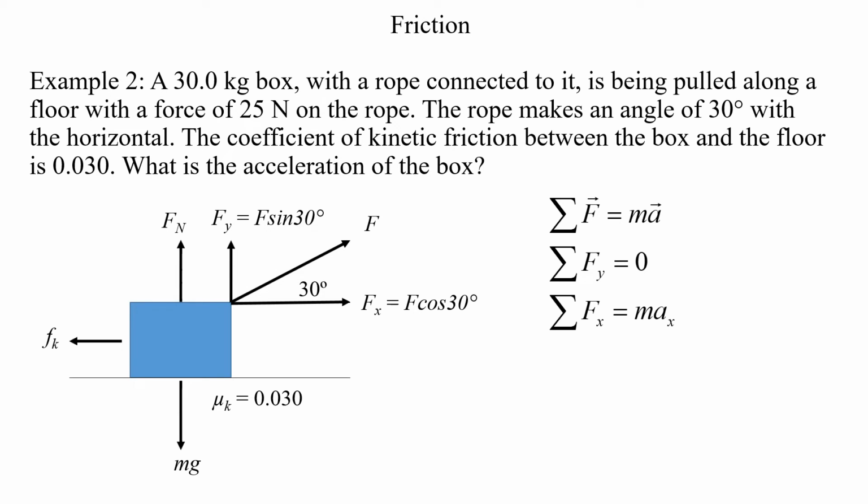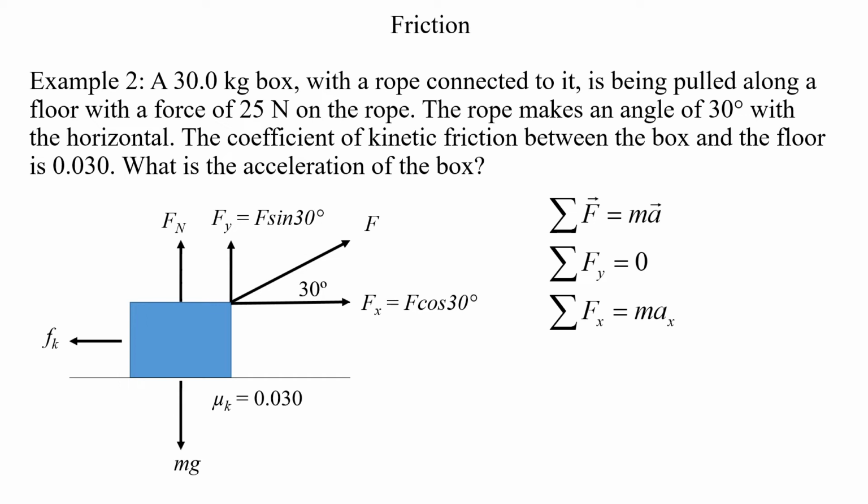And then our frictional force, of course, is going to oppose our motion, so that one is going to be horizontal to the left, since we're pulling to the right. So the applied force on the rope we have to break into horizontal and vertical components. So the horizontal component in the x direction is going to be F times cosine of 30, since it's adjacent to the angle. And then the vertical component will be F sine of 30.